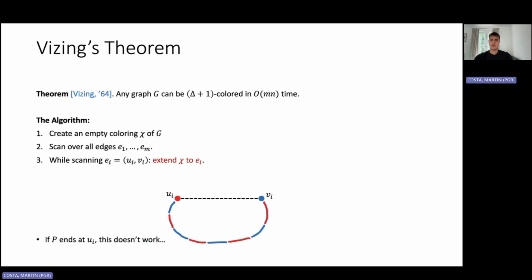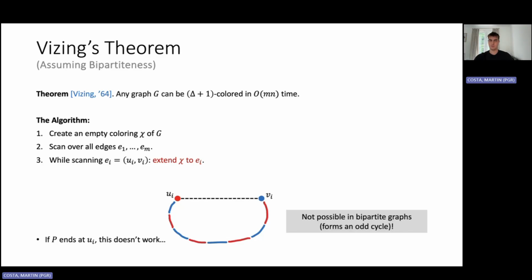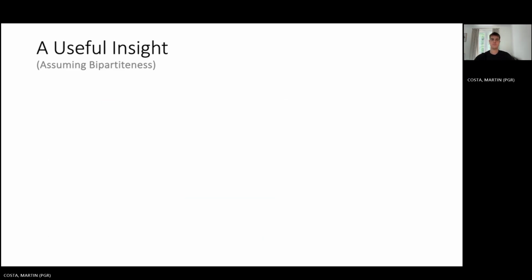It's worth noting that if this path ends back at u_i, this doesn't work because flipping this path will just switch the colors alpha and beta from being available at these two endpoints, but won't make the same one available at both. So we would have to do something completely different in this case. But this can't happen in bipartite graphs because the union of this edge and this path makes an odd cycle. So what we've seen here is a proof of Vizing's theorem for bipartite graphs, and the general proof requires some additional slightly technical machinery, okay?